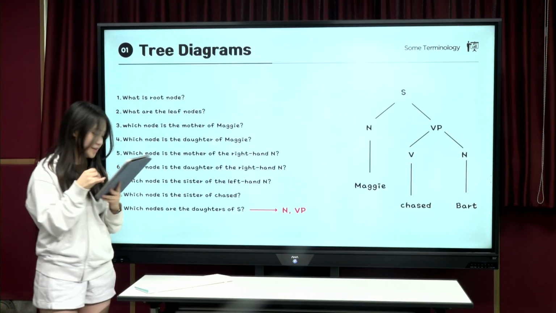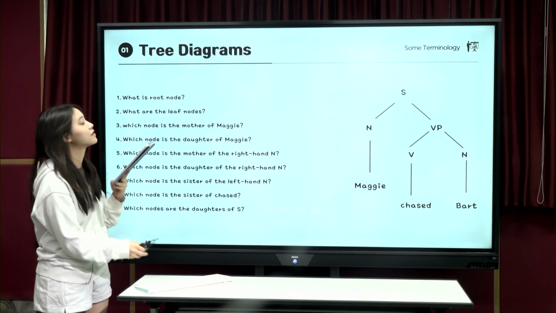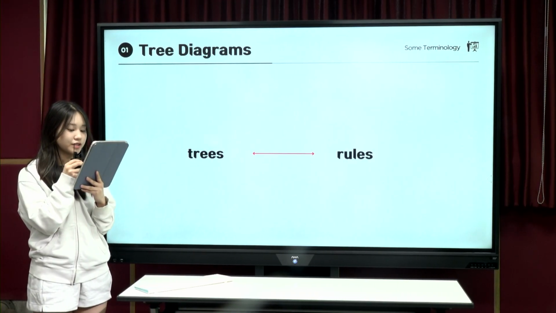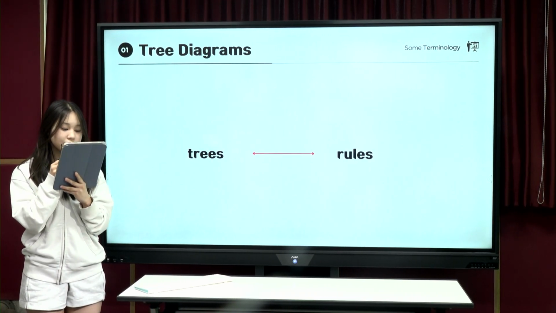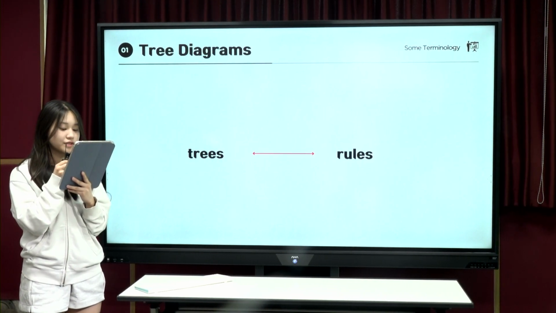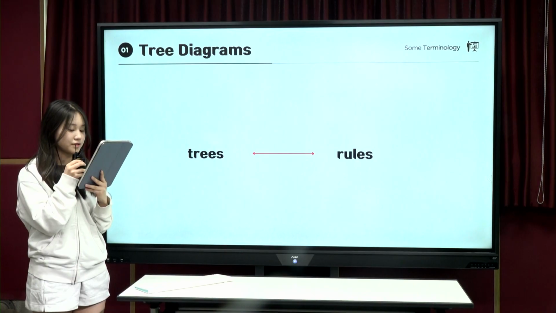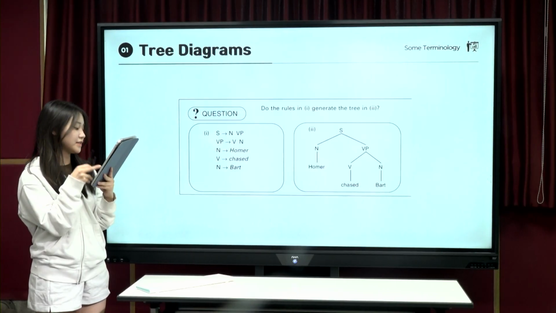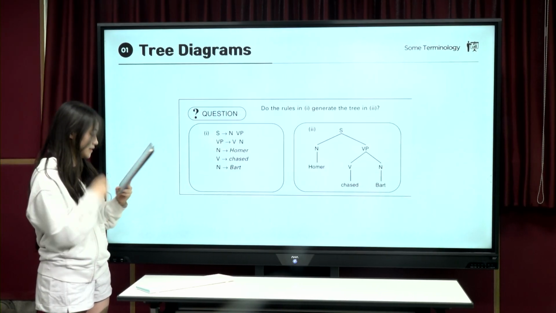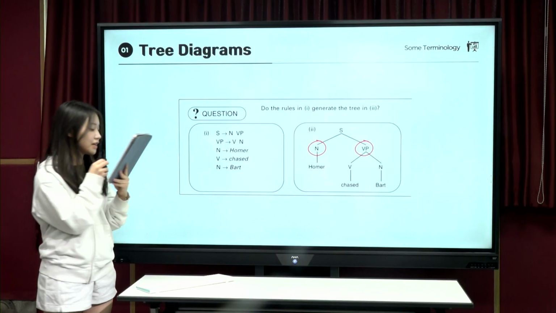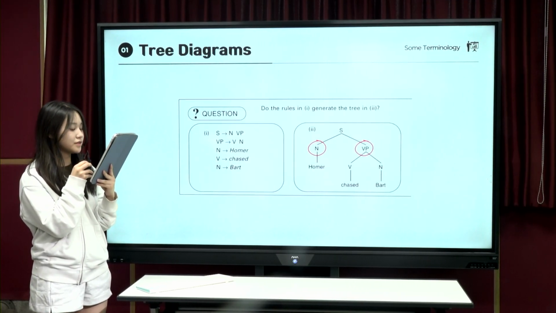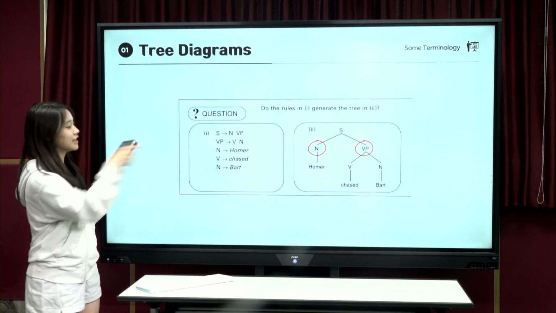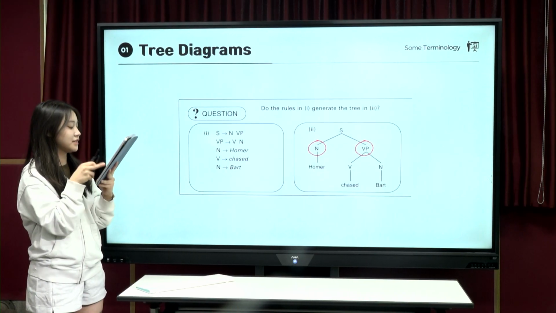Right, and then if you are given a set of rules and a tree, it's easy to determine whether the rules generate the tree. Likewise, if you are given a tree, you can easily determine a set of rules that would generate it. Then let's verify this. First, start with the top node S. It has the two daughters N and VP. To produce this part of the tree, we therefore need S goes to N VP in the set of rules. And then we can check that N VP is in there.